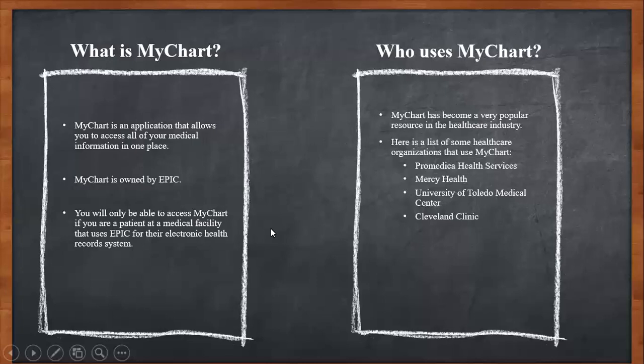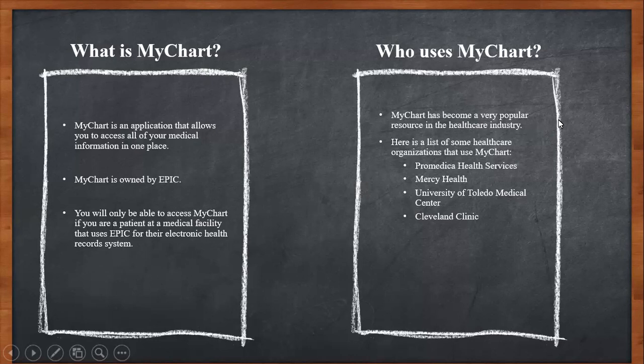So first you might ask, what even is MyChart? MyChart is an application that allows you to access all of your medical information in one place. MyChart is powered by Epic, which is an electronic medical records company. And you can only access MyChart if you are a patient at a medical facility that uses Epic for their electronic health record system.